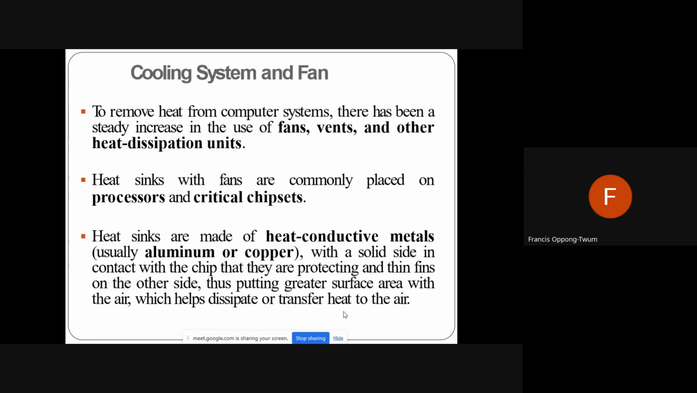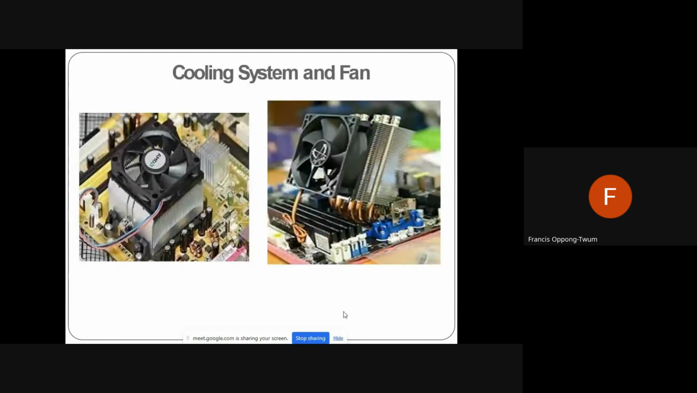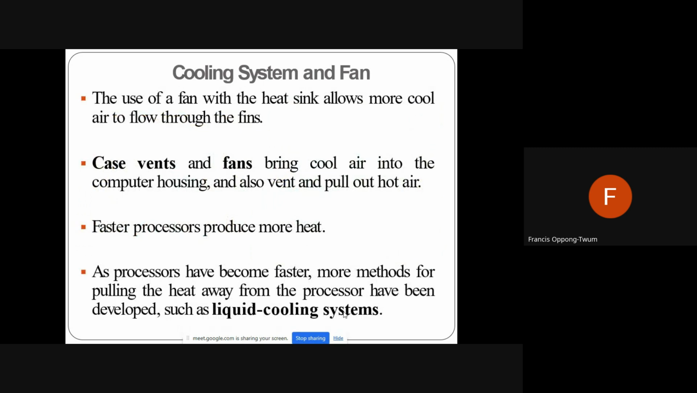So here came the question that I asked. The heat sinks are made up of heat-conductive metals, mostly aluminum or copper, with the solid side in contact with the chip. We have even explained that before. So this is the cooling system and the fan. The use of the fan with the heat sink allows cool air to flow through the fins.